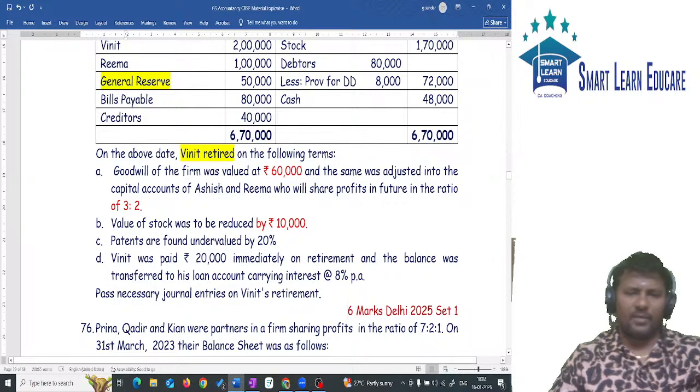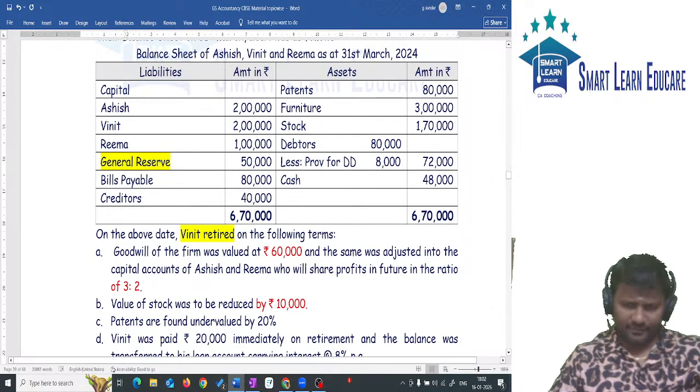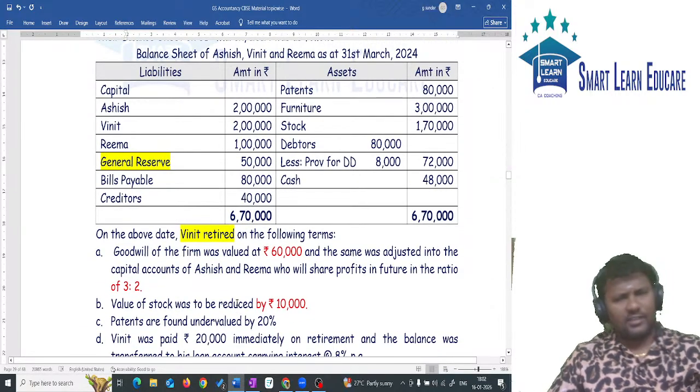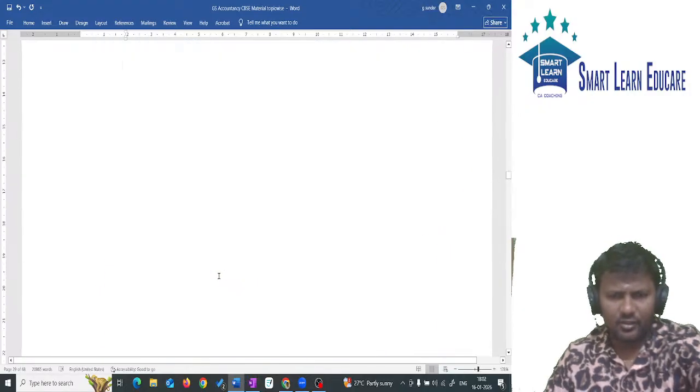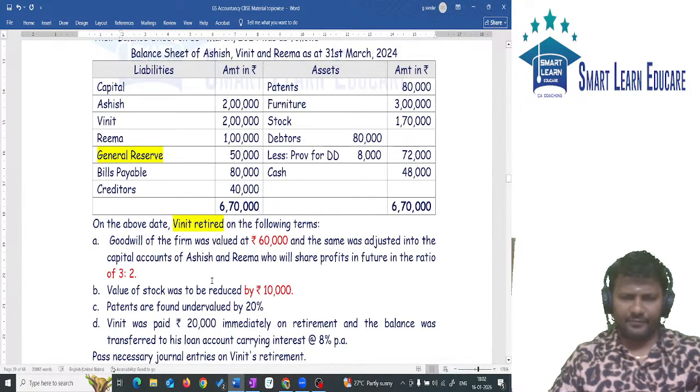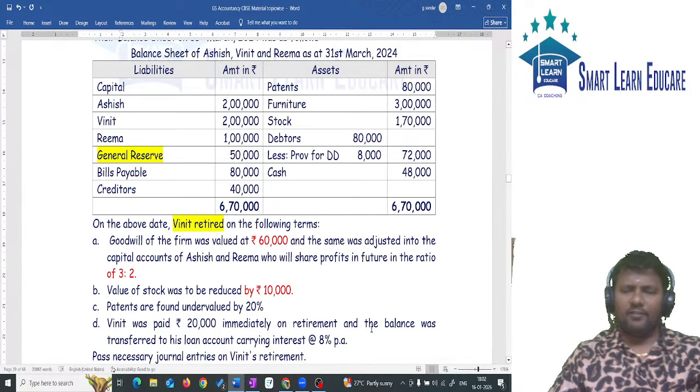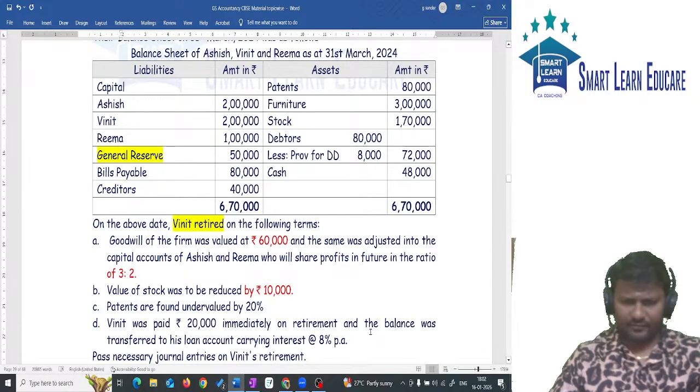Question order requirement. Pass necessary journal entry on V's retirement. On V's retirement, you should pass journal entry. So all the adjustments we already learned. So you are going to first try. Okay, I will give you 4 minutes time.